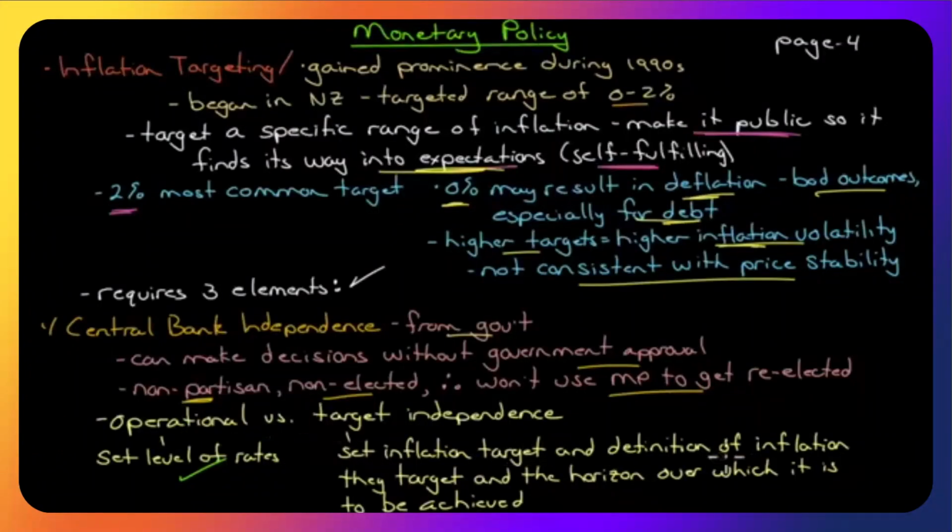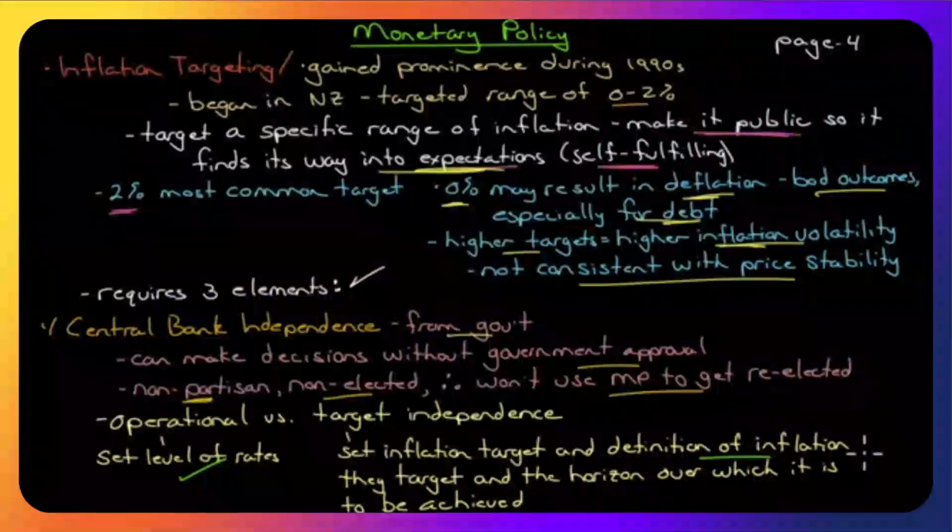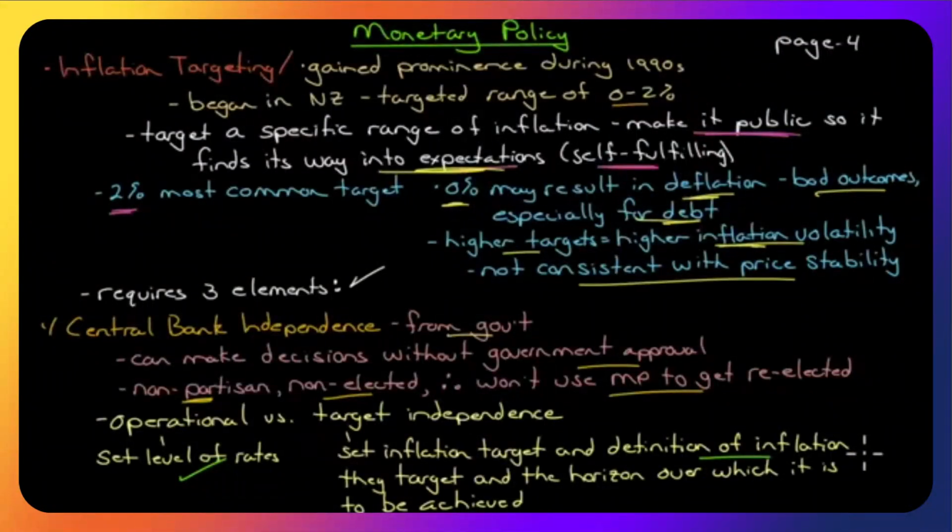So they can set the inflation target and whatever definition of inflation they use and the horizon over which it is to be achieved. So, for example, the U.S. Central Bank targets PCE, not CPI. The personal consumption expenditure targets 2% headline over the long term.